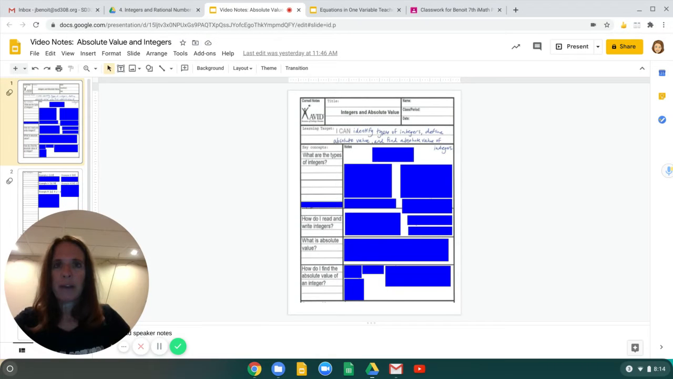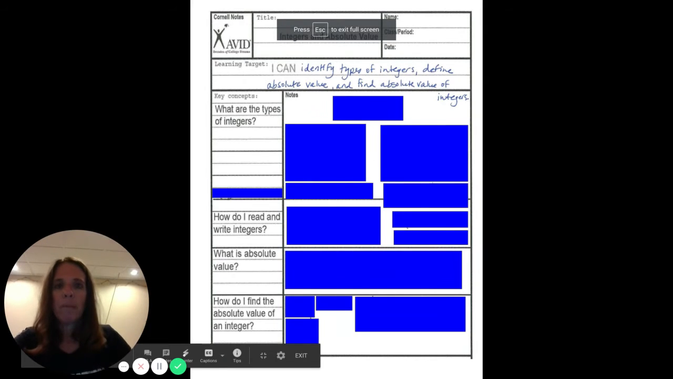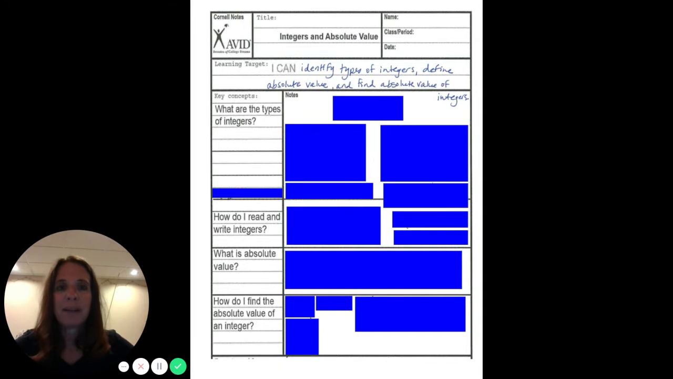Integers and absolute value is our topic for today. Let me get into present mode. Please fill in your learning target. I can identify types of integers, define absolute value, and find absolute value of integers.